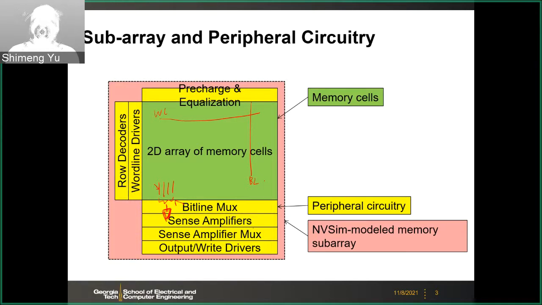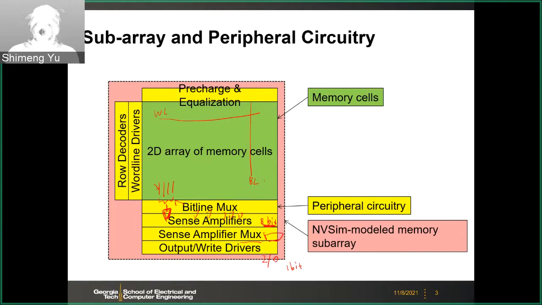And then after the sense amp, we may have another set of muxes. For example, if you do the prefetch, you can sense multiple bits at the same time. For example, here you have 8 sense amps, then you can sense 8 bits at the same time. But for your I/O, in this example, you just need 1 bit from this subarray. Then you need another mux to select which bit from the sense amp.